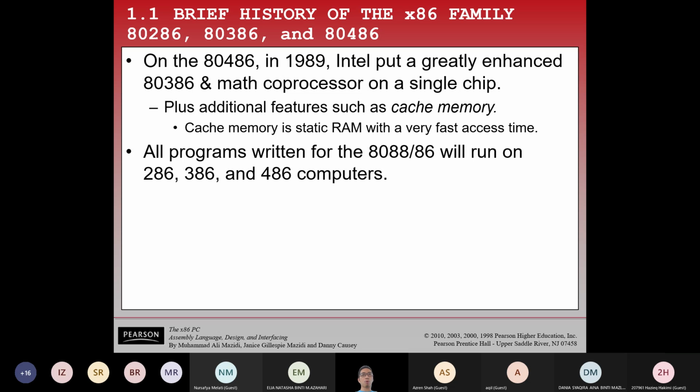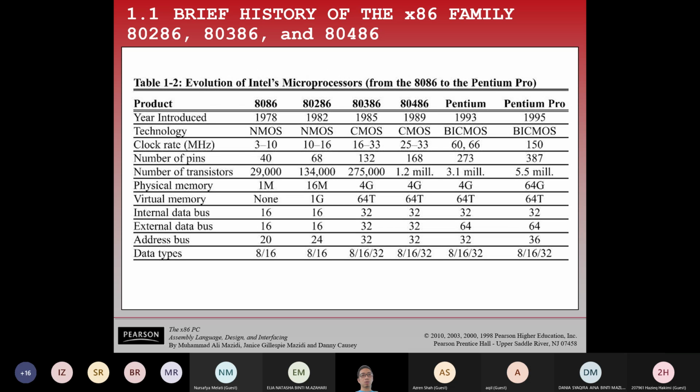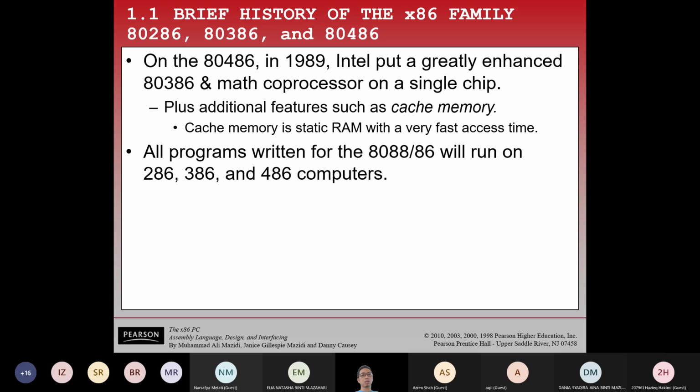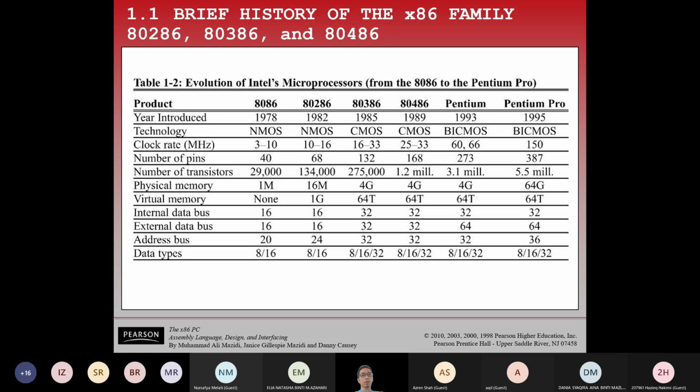All programs written for the 8086 microprocessor will run on the 286, 386, and 486 computers. So these are the evolution of the Intel microprocessor. You can look further at the slides given to you, on how the technology differs from the 86 up to the Pentium Pro.